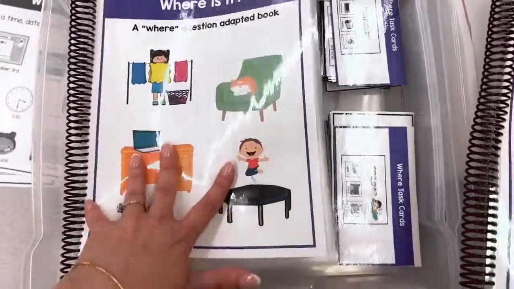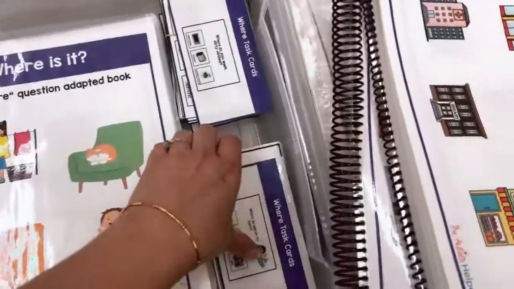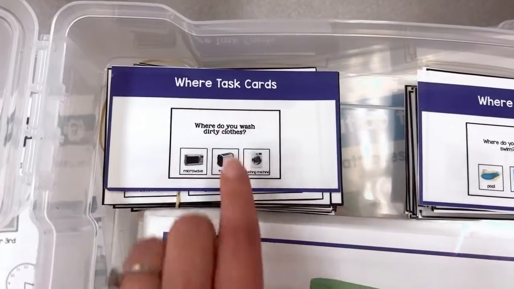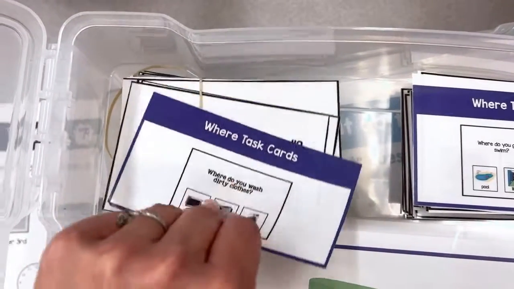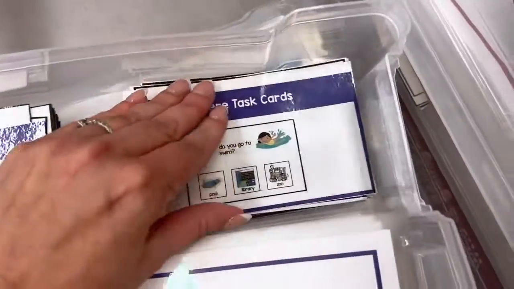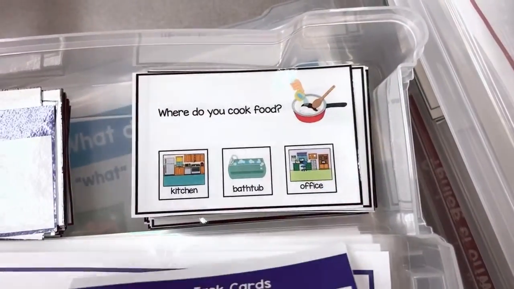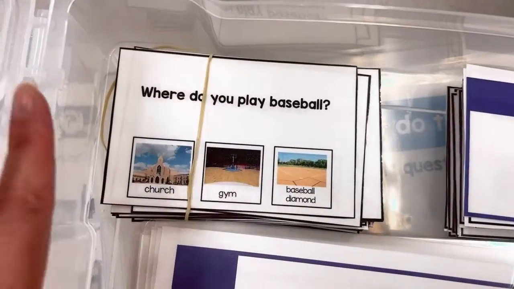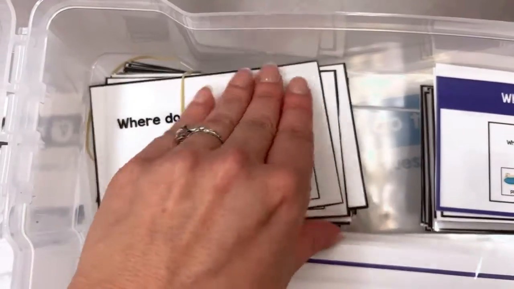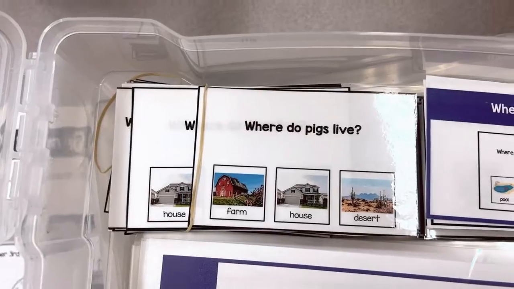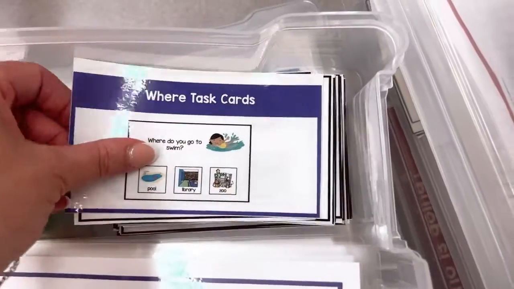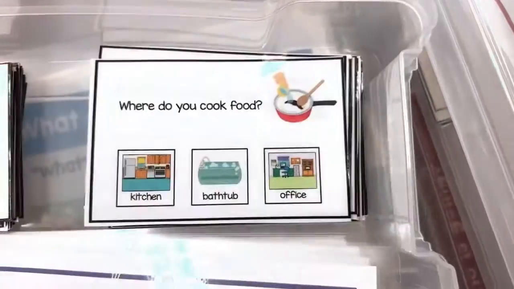So these are great. I love good adaptive books, but these task cards are also pretty fantastic. There are two different sets. One is a real photo set and one is not real photo. They're clip art, and these are just so smart. Where do you play baseball? Where do pigs live? Where do deer live? And then over here, more where task cards that are different.